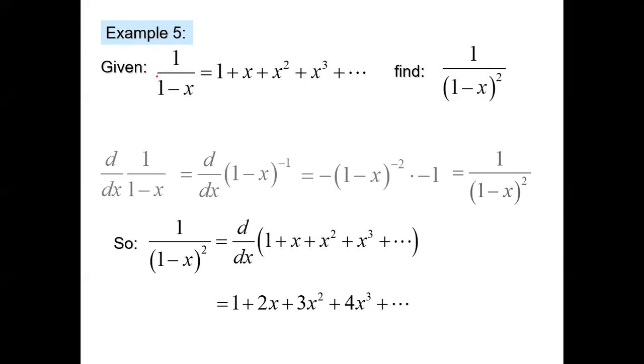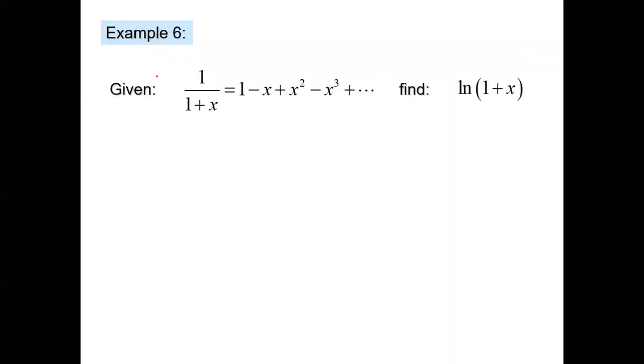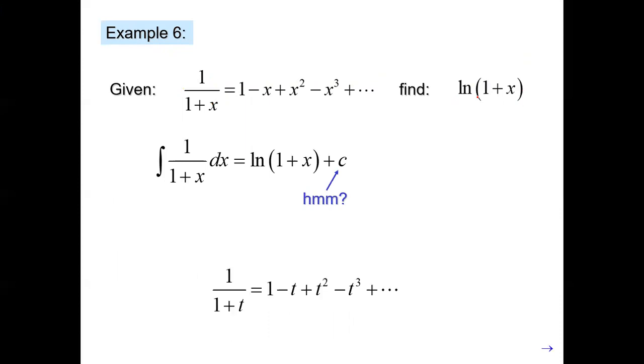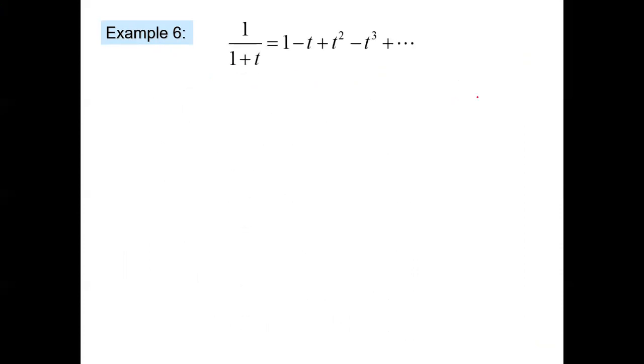Well, if I can manipulate series through differentiation, I can also do it through anti-differentiation. So again, given this one series that I'm starting out with, 1 over 1 plus x, I would like to find the natural log of 1 plus x. If you think about it, that's just the antiderivative of 1 over 1 plus x. So what I would have to do is anti-differentiate. But what about that constant? What do I do about that constant? Well, let's just switch these to t values here for a second, and you'll see why in a minute.